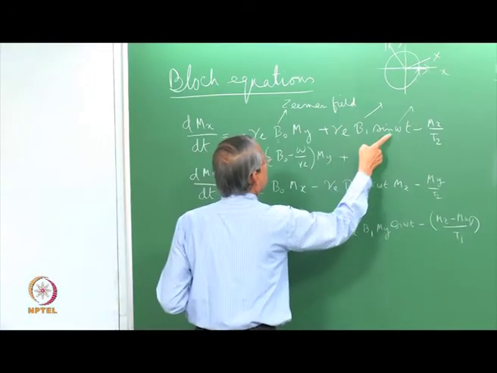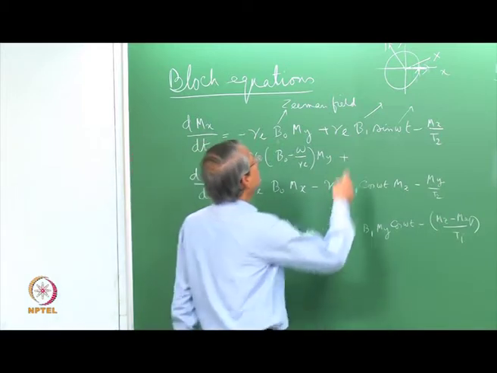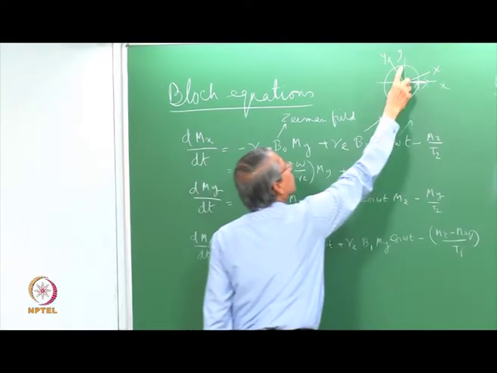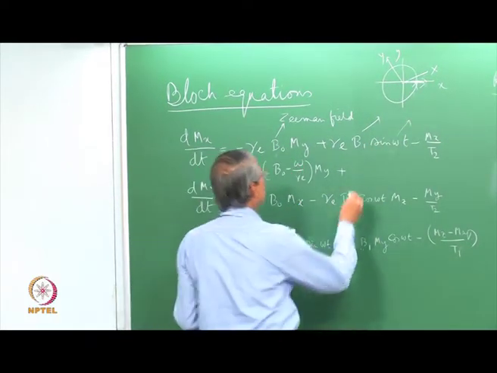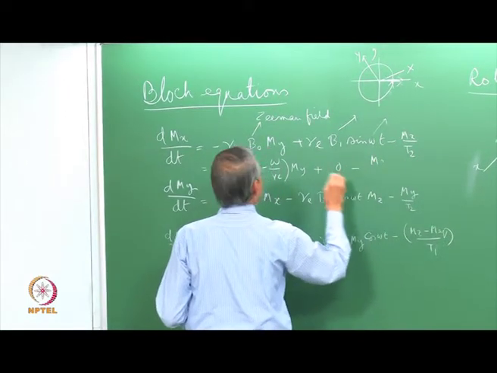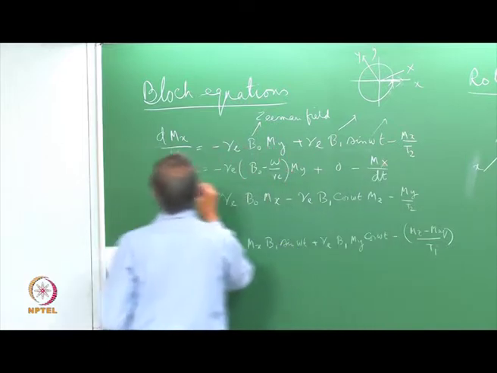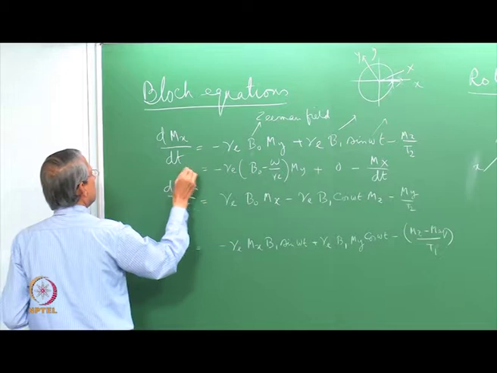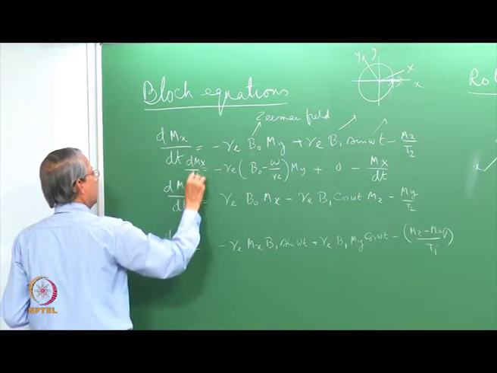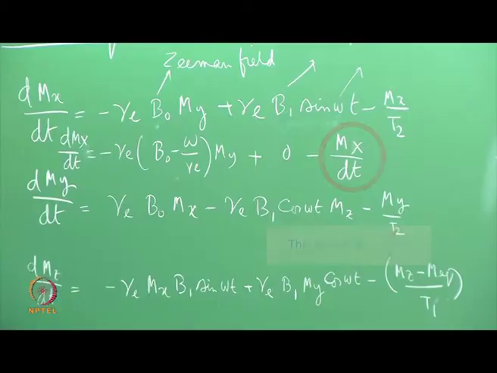Now, this is the y component of the magnetization in the laboratory coordinate system, but in the rotating coordinate system this is absent. So, this becomes 0 minus, now I should call it capital dMx by dt, to indicate that this is the rotating coordinate system.